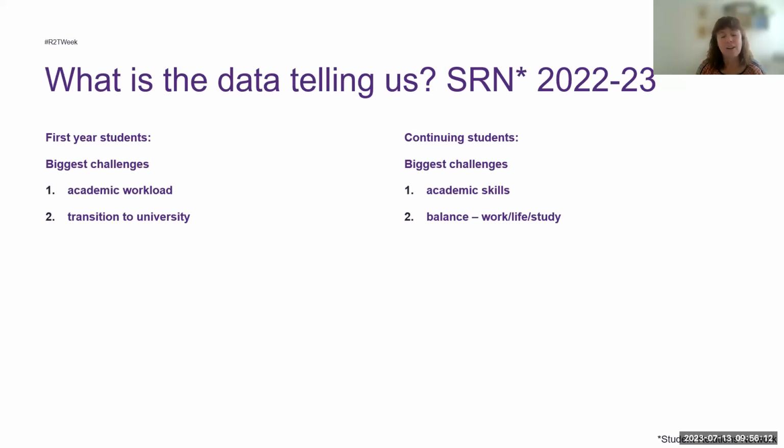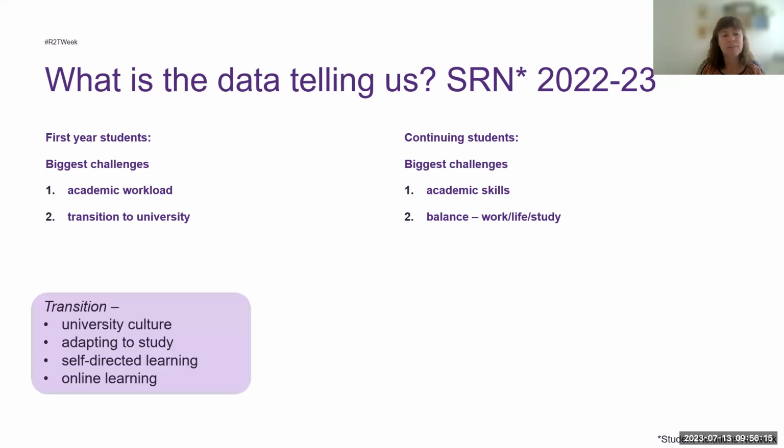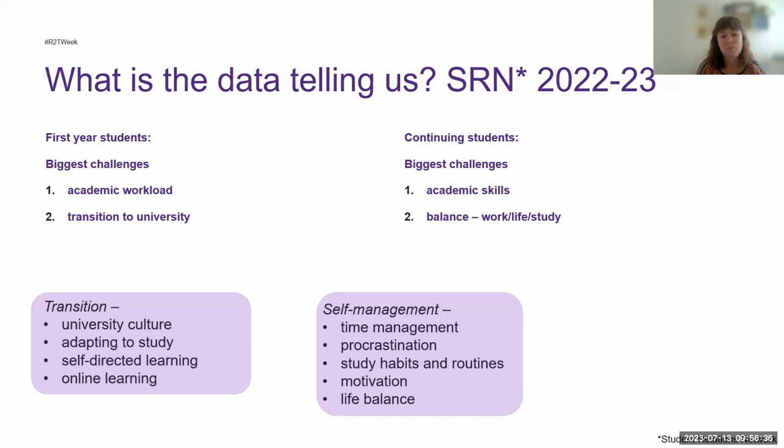If we put these two together, we can see that there are three key areas here. The first one is the transition. So an understanding of what university is, what the culture here is, how to adapt to study at university, what self-directed learning means, and how to cope with online learning. These are all the kinds of difficulties in transition. The next key theme is this idea of self-management. That includes time management, procrastination, which we're all familiar with, developing regular and useful study habits, maintaining their own motivation to study, and of course, life balance, as we saw.